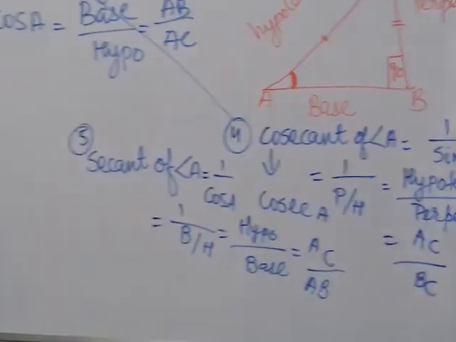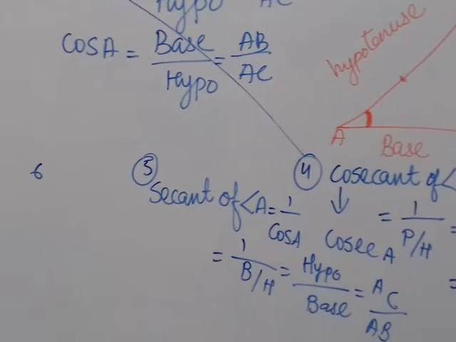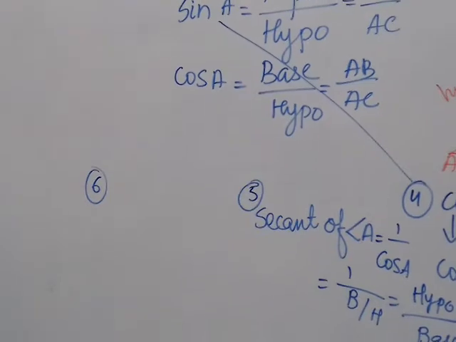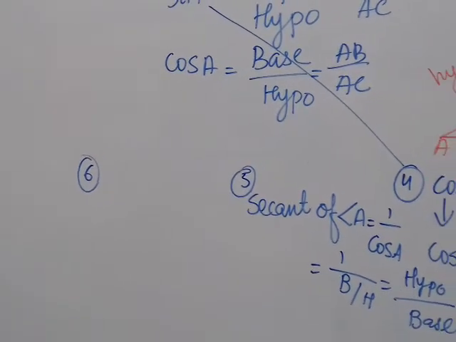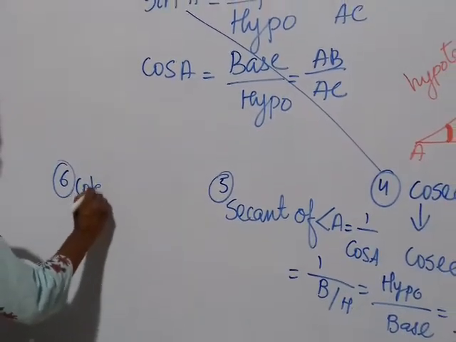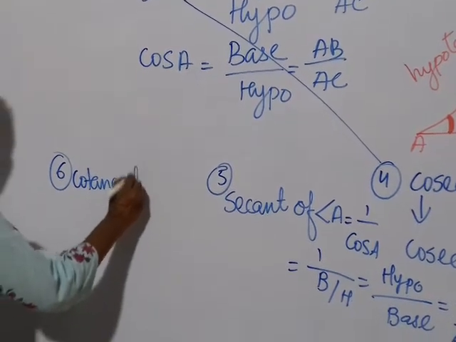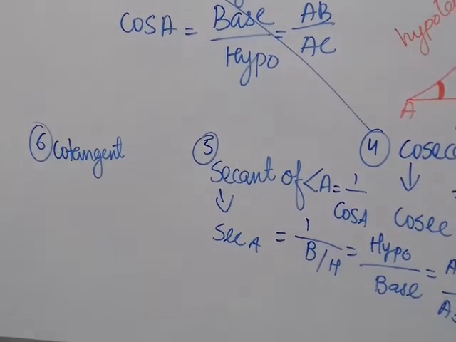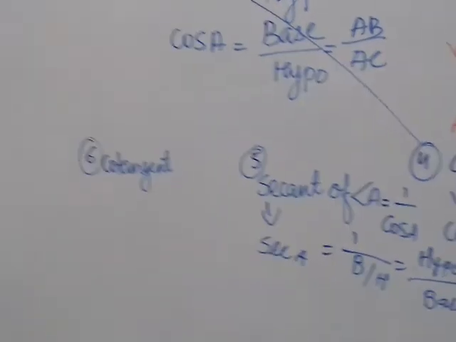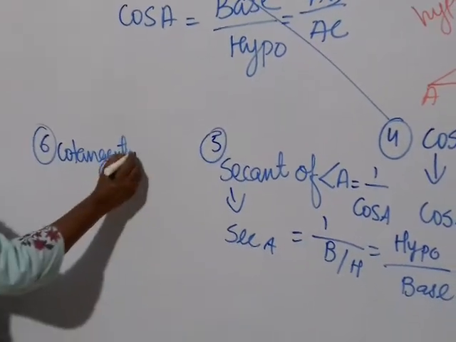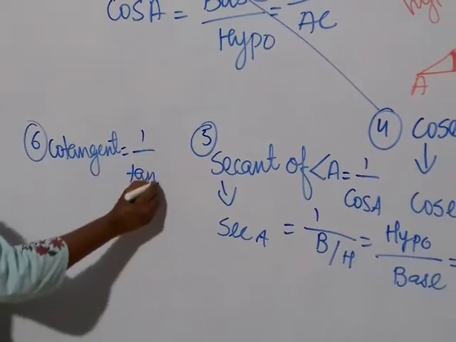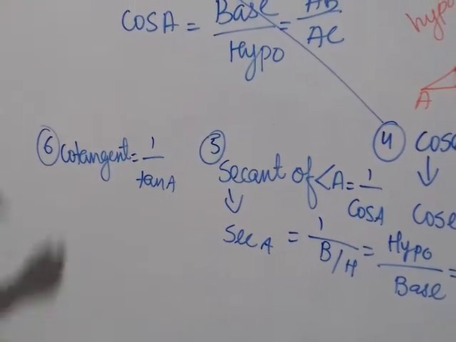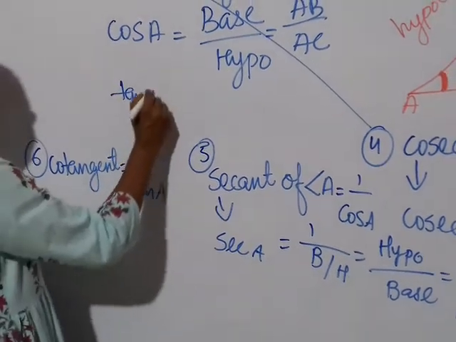And the sixth ratio is cotangent. Okay. The short form is cot, and secant's short form is sec. Now, cotangent is equal to 1 by tan A. Cotangent of angle A means 1 by tan A. So I am writing here tan A.